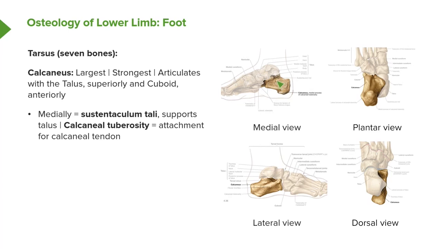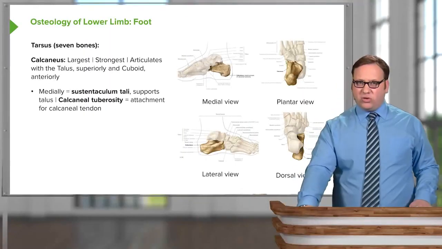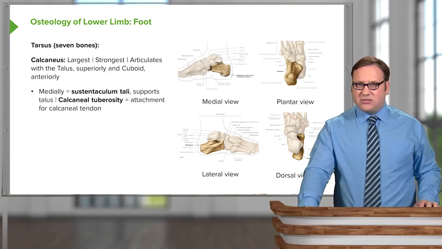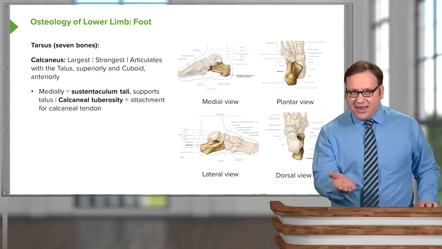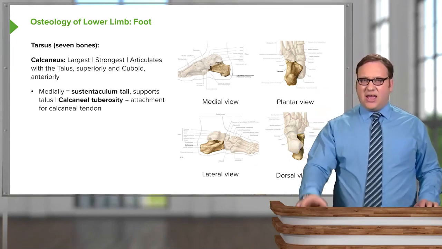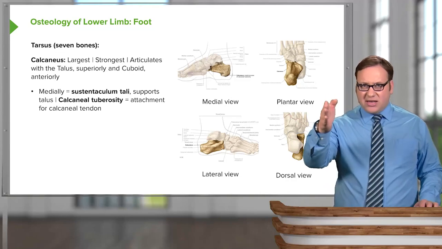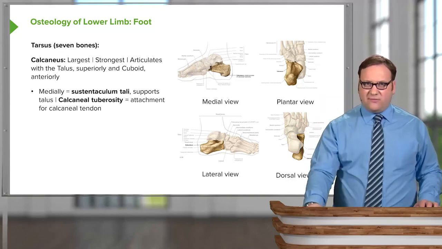Medially, if we look at this medial aspect of the calcaneus, we see it forms what's known as the sustentaculum tali, and this helps to support the talus. It's like a shelf, and it helps to support the talus superiorly, the sustentaculum tali. We'll later appreciate that some important tendons, blood vessels, and nerves pass underneath the sustentaculum tali as they course posteriorly to the medial malleolus to enter the sole of the foot.